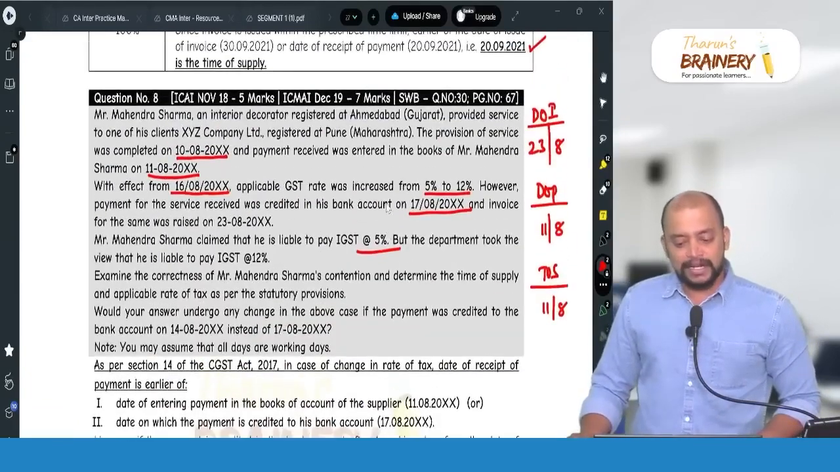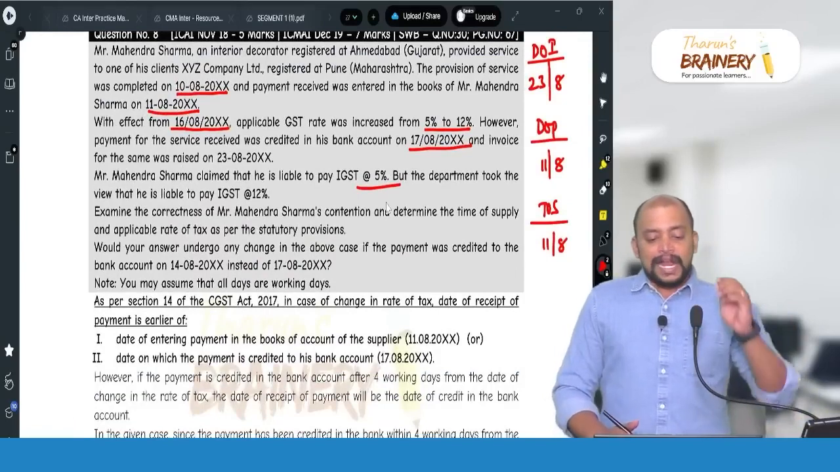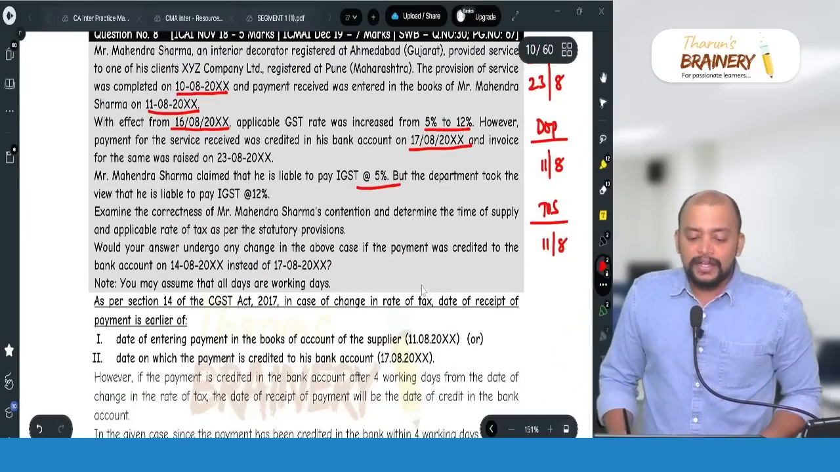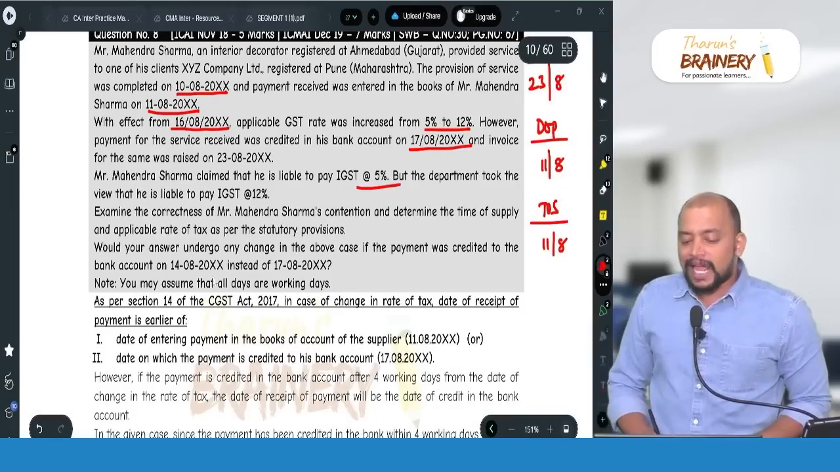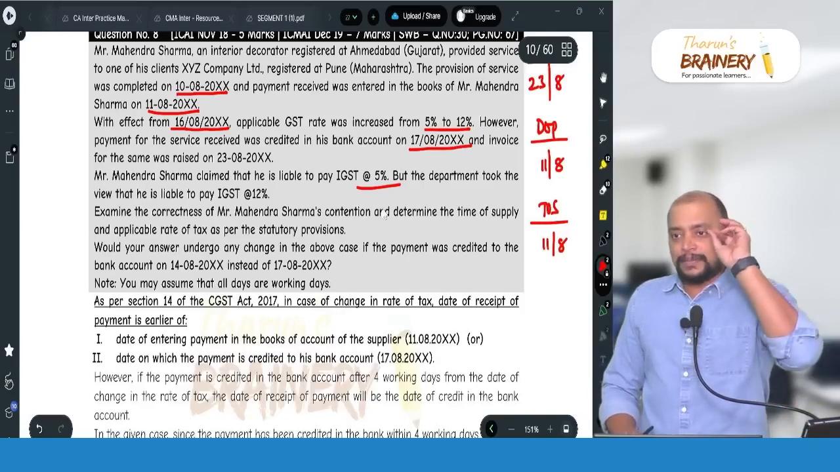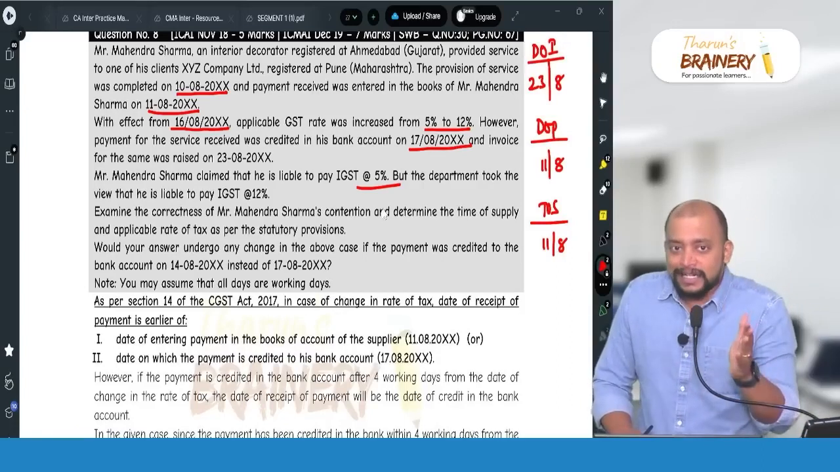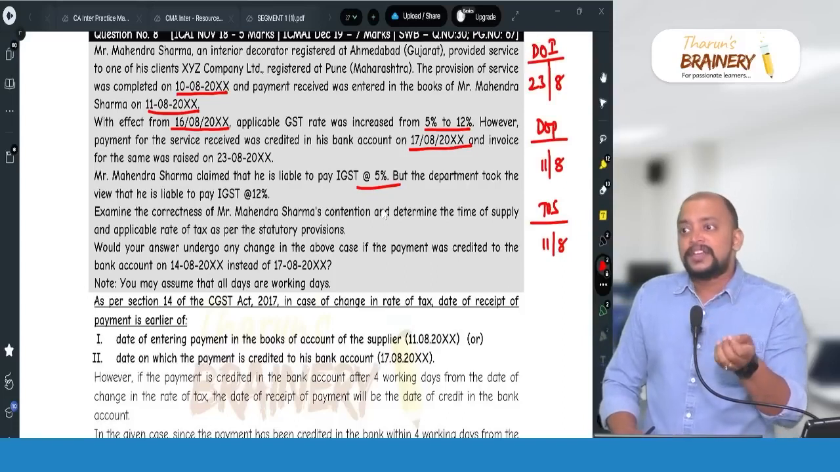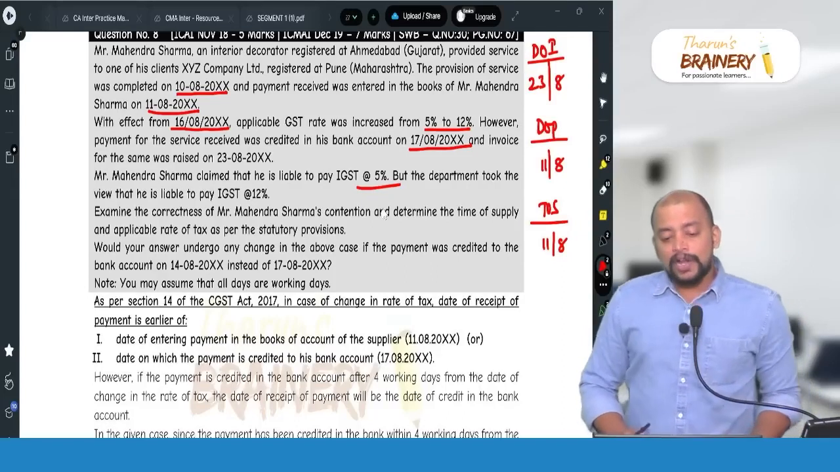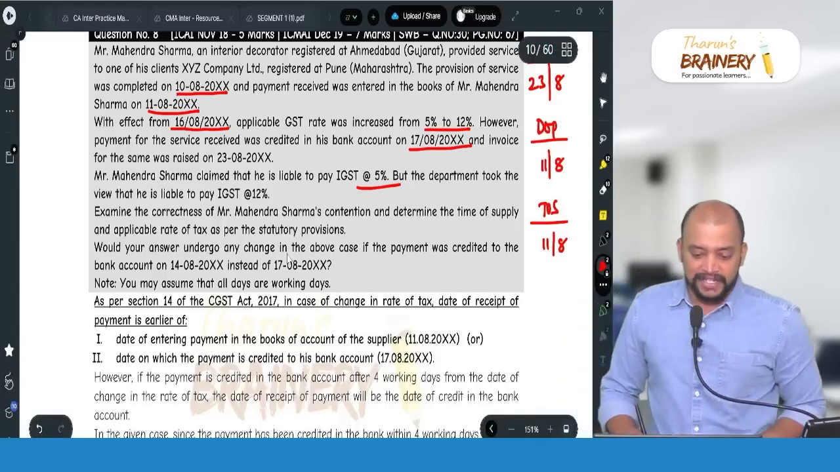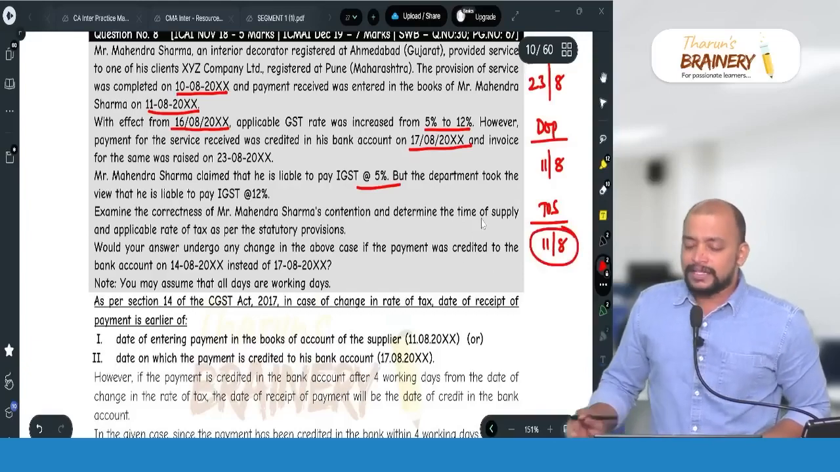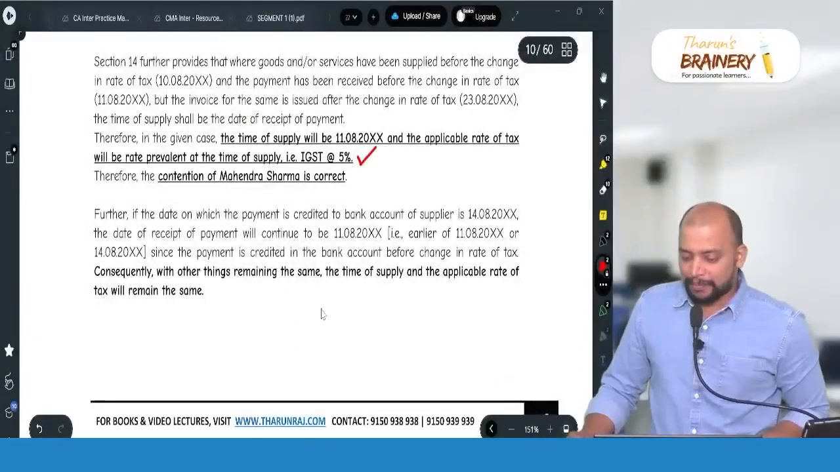Now there is another part in this question. Would your answer undergo any change in the above case if the payment was credited to the bank account on 14.8 instead of 17.8? So then also the answer will be same. The payment should be credited within 4 working days from the change in rate. Even before that itself it is credited, it is okay. Always it is entry date or credit date, whichever is earlier. So therefore 11.8 only. The answer will remain the same. That is 11.8 will be taken as the time of supply.